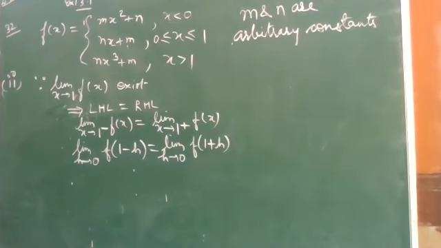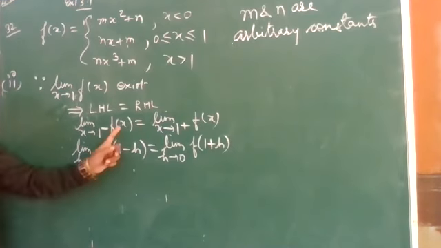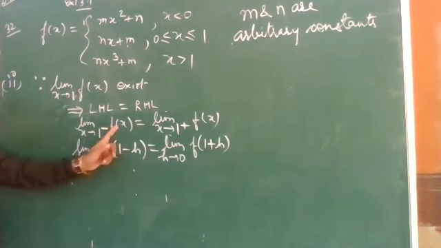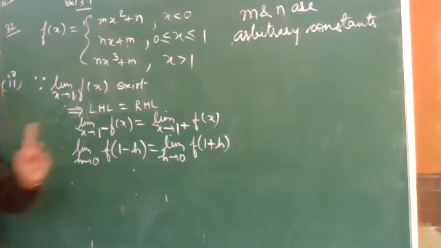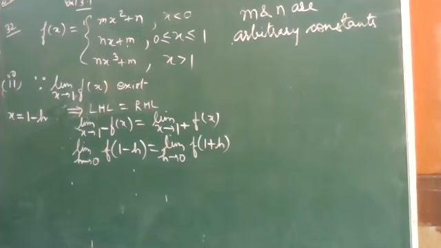ये विजय? विशाल? ये क्या है? Look at me. What is this? See what we are doing. We are putting, you can understand it that way also. But one more thing I am telling you. In place of x, we are putting 1 minus h. Yes? In place of x, we are putting 1 minus h.